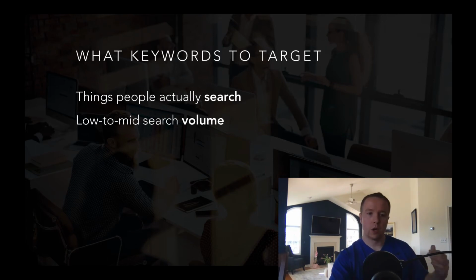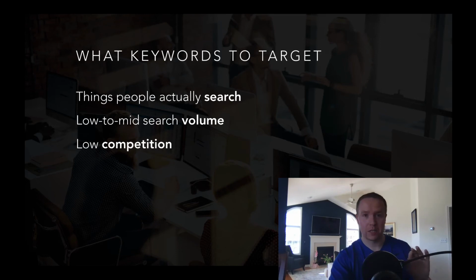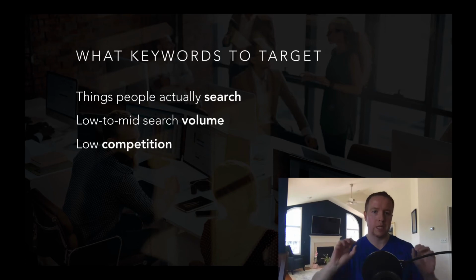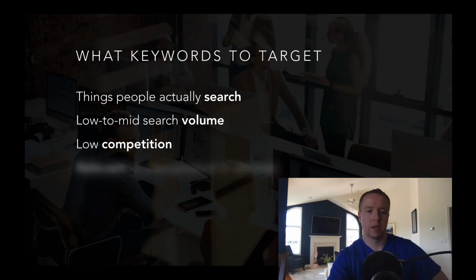Again, as I've said, you want low to, actually I've got this wrong here. You want high search volume. You do not want low to mid search volume. You want high search volume, low to mid competition, low competition. Okay, so let me just get that. That was a little typo in the slide there. High search volume is what you ideally want, balanced with low competition. High volume, low competition is the ideal to target.